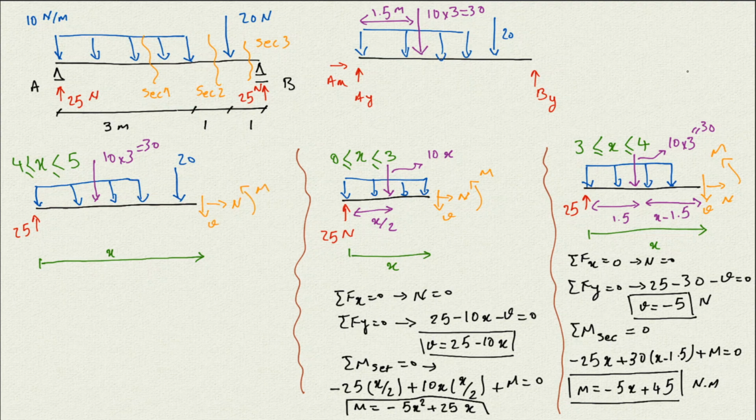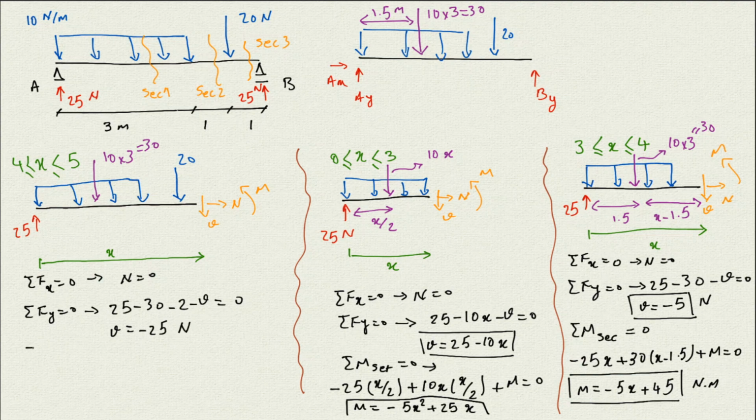And if I go ahead and write again the sigma fx is 0, it gives me the n is 0. And then if I write the sigma fy is 0, what I'm gonna get, again I have the 25 is positive, I have 30 negative, I have 20 here negative, and I have v also negative is 0. Therefore v comes out as negative 25 Newton.